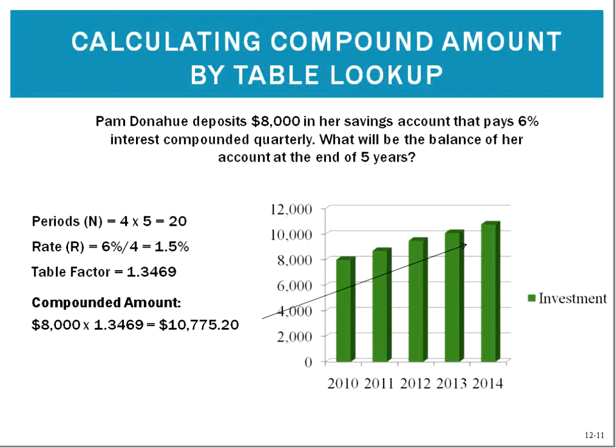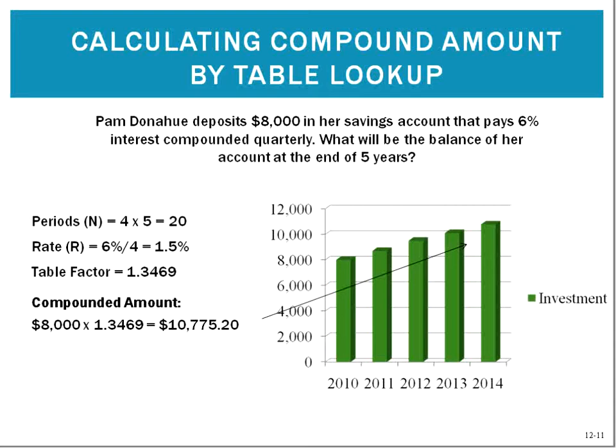Okay? So let's do a practice question. Pam Donahue deposits $8,000 in her savings account that pays 6% interest compounded quarterly. What will be the balance of her account at the end of 5 years? Step number 1, find the number of periods. We know it's 5 years compounded quarterly. Quarterly means 4. So it's 5 times 4, which is 20.